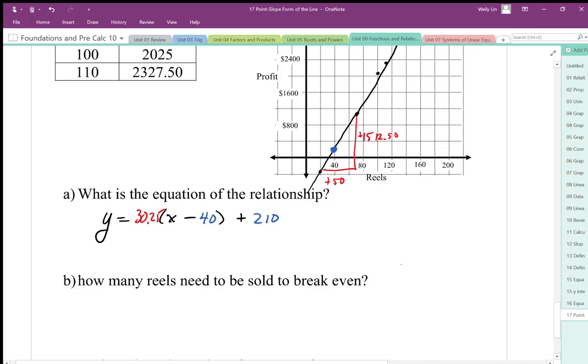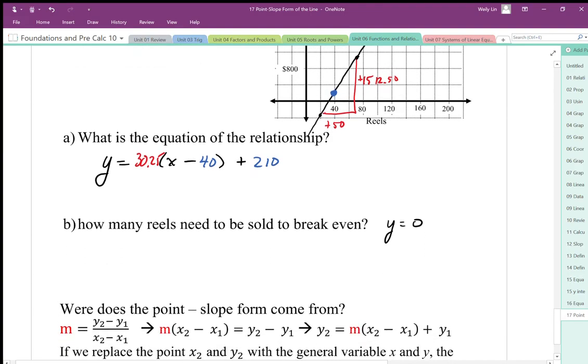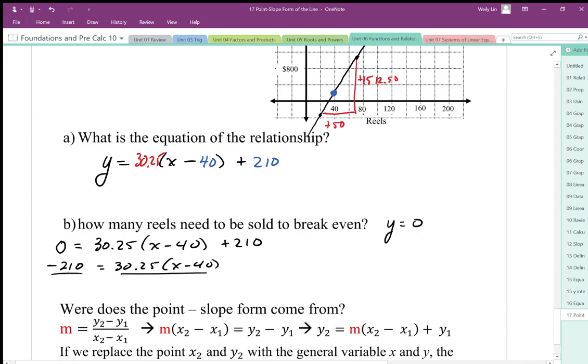It says, how many reels need to be sold to break even? Break even means that y equals 0. My cost or my profit is equal to 0. So plugging this in, I get y equals 0. And I want to know how many reels, or x. I can just solve this equation. I end up with negative 210 is equal to 30.25 times the bracket. Divide both sides by 30.25. You can expand the brackets if you like, but I'm just going to do this.